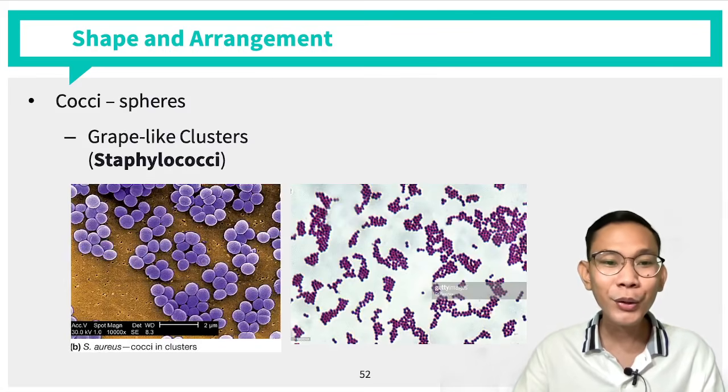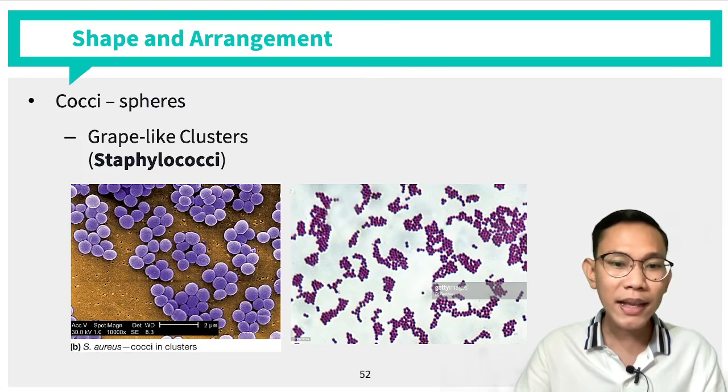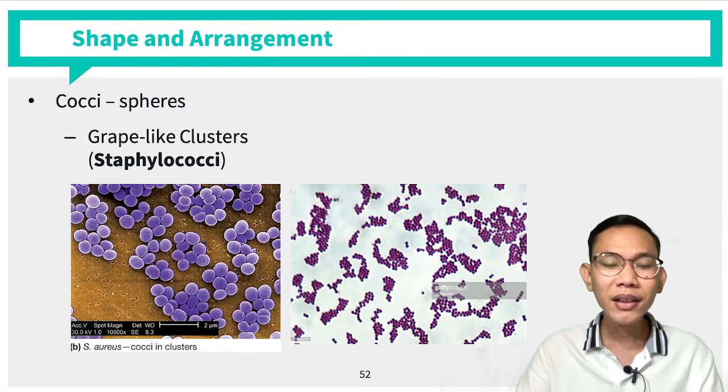Next, we have your cocci in grape-like clusters. So you have your staphylococci. This results from cell division in both planes and is characterized by organisms which are immotile and gram-positive. That's why they are called clusters, because they are grouped in clusters, like grapes. Is this gram-positive or gram-negative? Still, this is purple. Therefore, this is gram-positive. Again, why is it in clusters? Because it is the result of cell division in both planes.